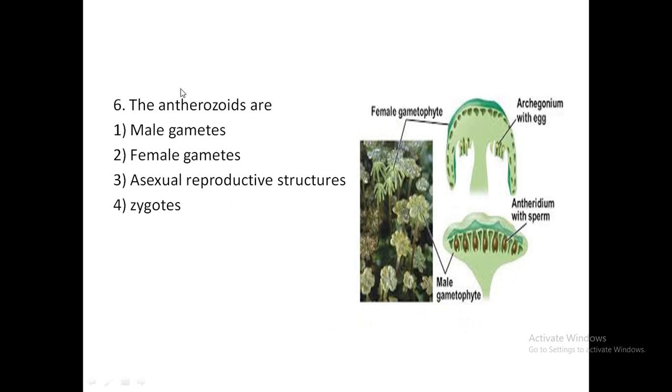Next, the antherozoids are nothing but male gametes. The female gametes are called archegonia, singular archegonium, whereas the male gametes are produced in antheridia. Male gametes are produced in male gametophytes, whereas archegonia are produced in female gametophytes. So here you can see a male gametophyte that produces antheridium with sperm. It is a female gametophyte that produces archegonium with egg.